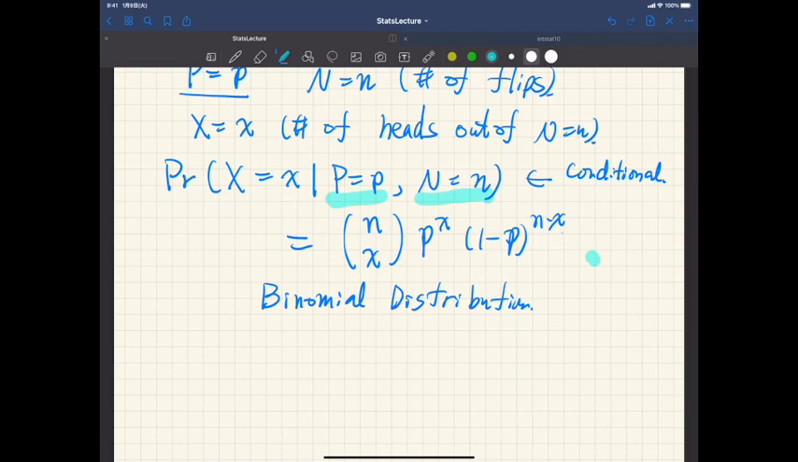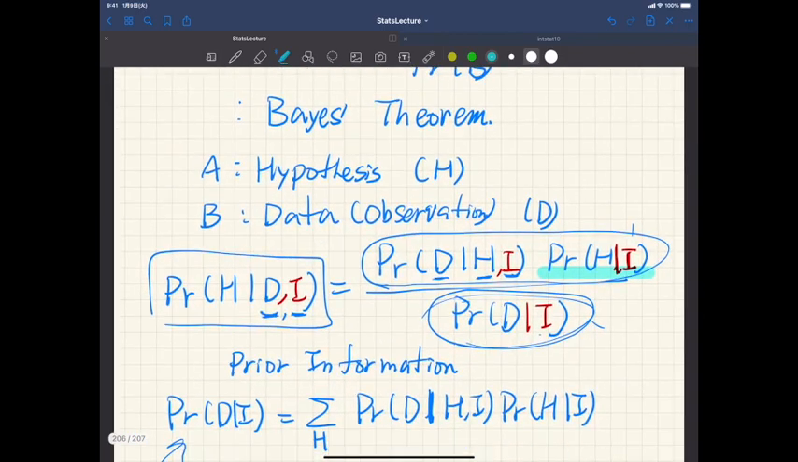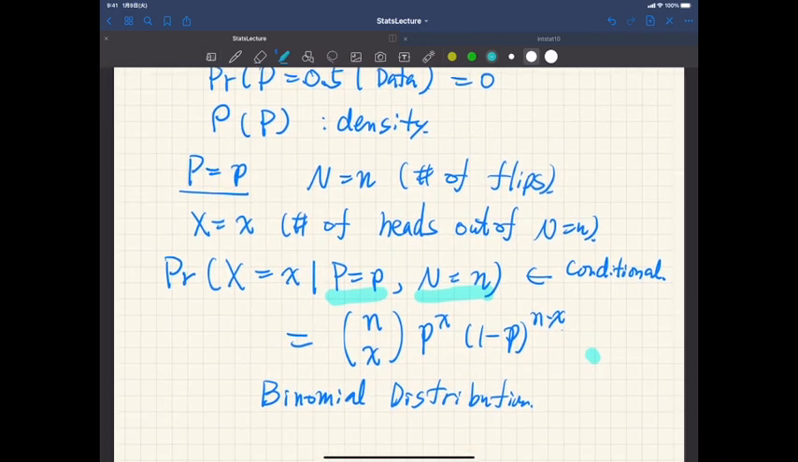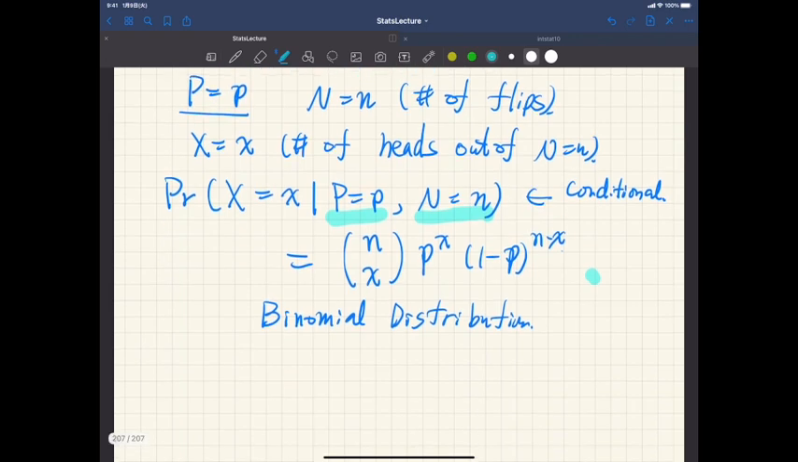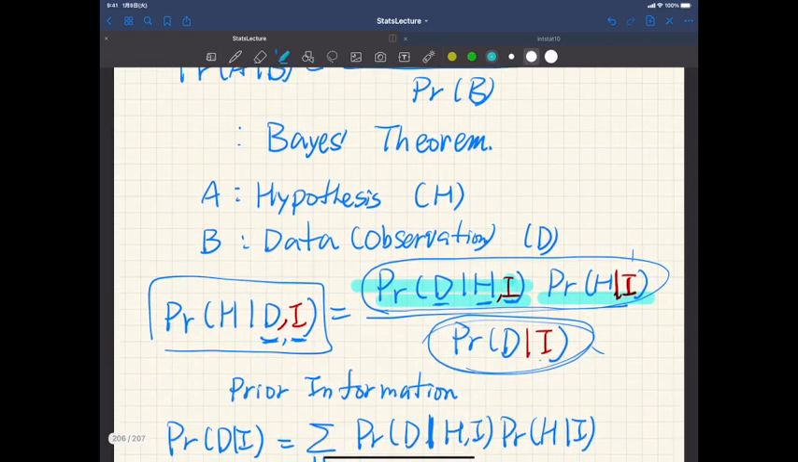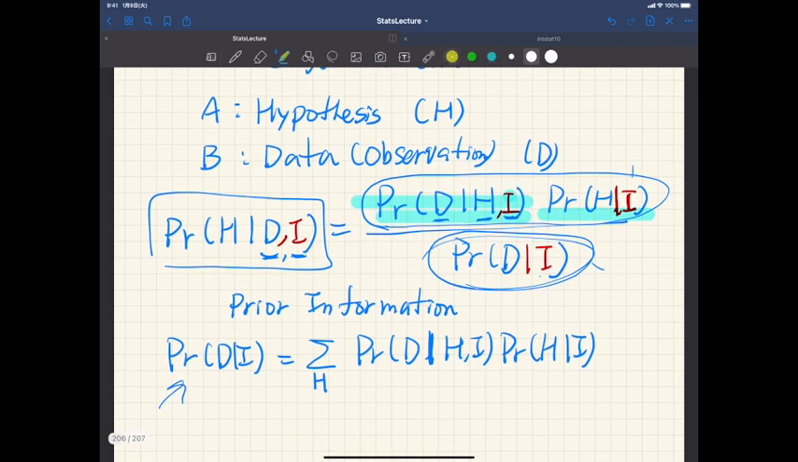So this probability will correspond to this part. The data is the number of heads in this case, the hypothesis is the given value of p, and I is prior knowledge. For example, this may include the number of flips or anything else. So what would correspond to this part? The probability of the hypothesis given prior knowledge.